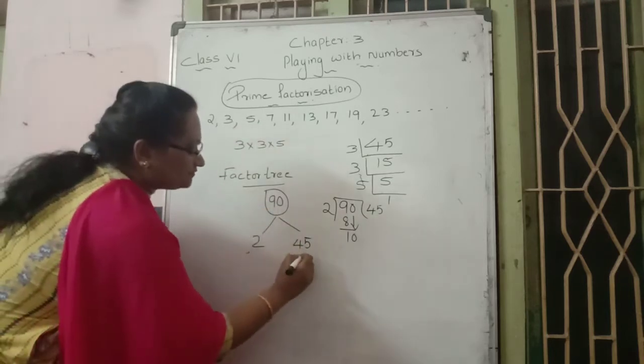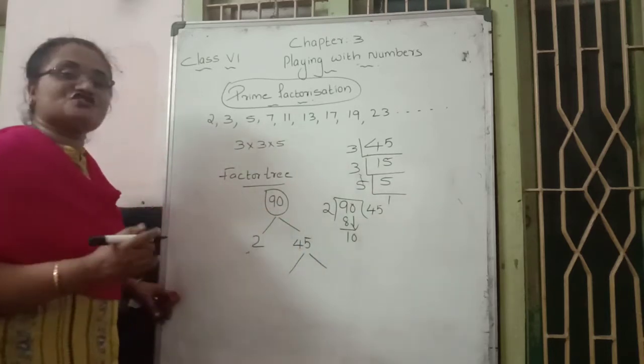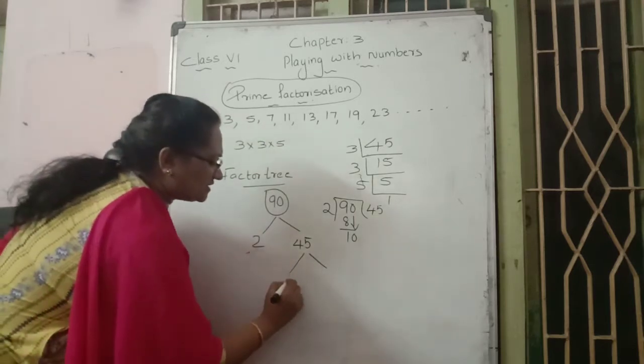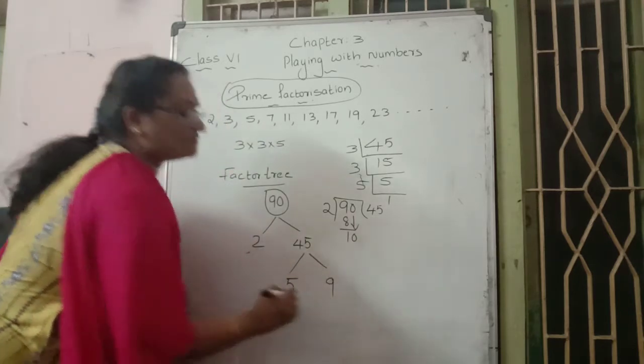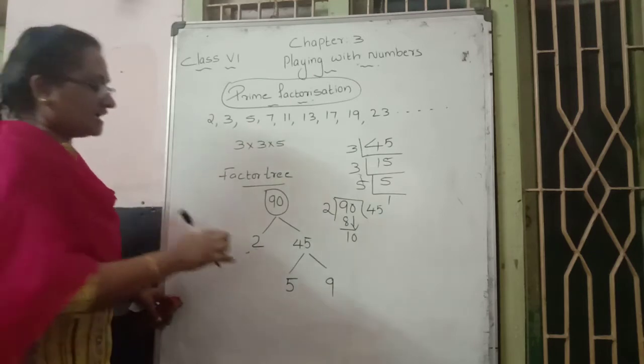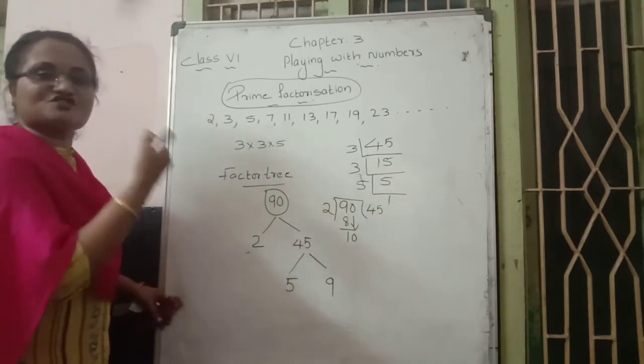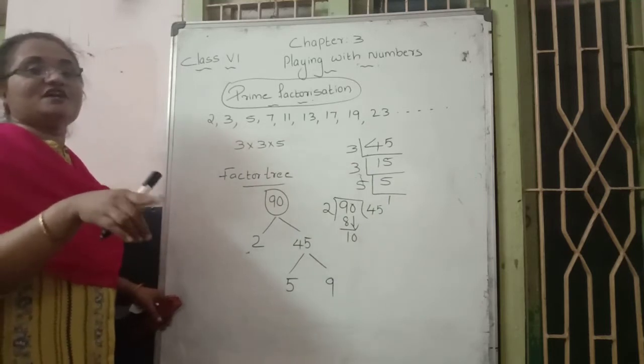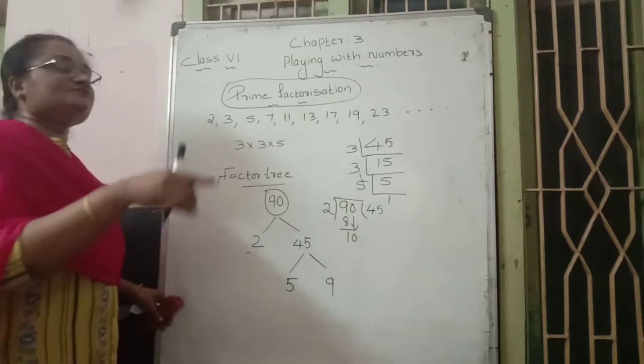Again draw the branches. Again divide. Which table? Any table, 3 table or 5 table. Using the 5 table, we can say 5 into 9 becomes 45. Again, seeing 5 is a prime number, so leave it. But 9 is not a prime number. It is a composite number.